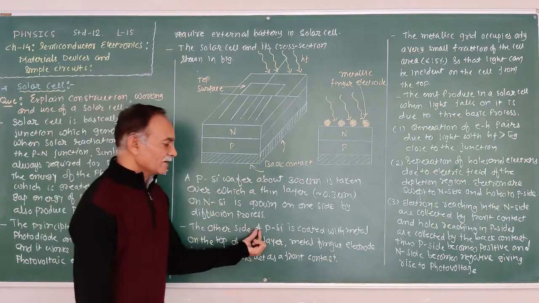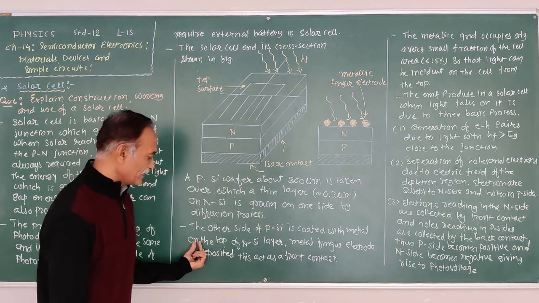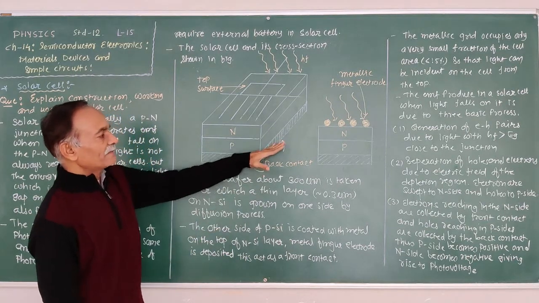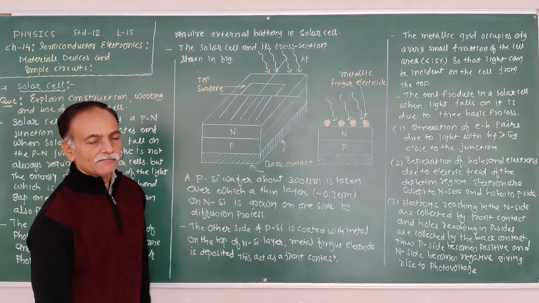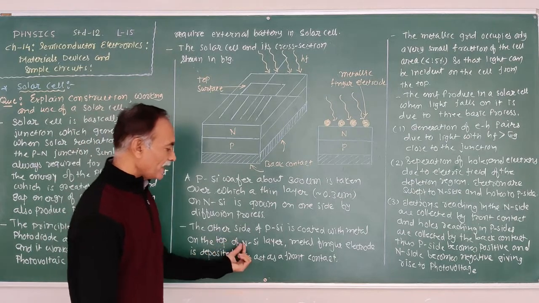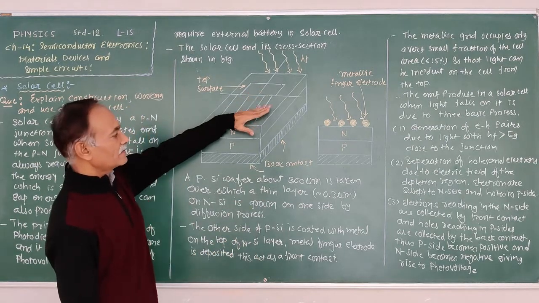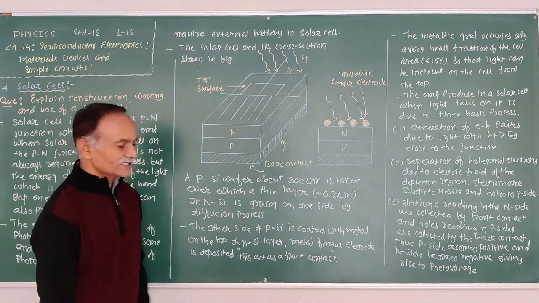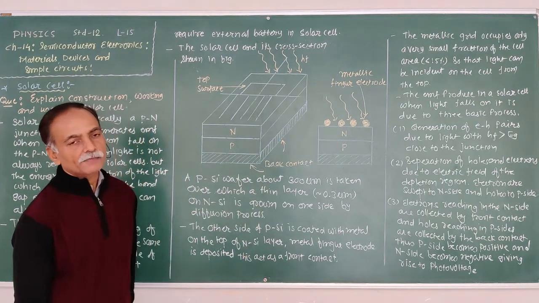The other side of the P semiconductor is coated with metal, that means for back contact. And on the top of this N silicon layer, a metallic finger electrode is deposited. This acts as a third contact.